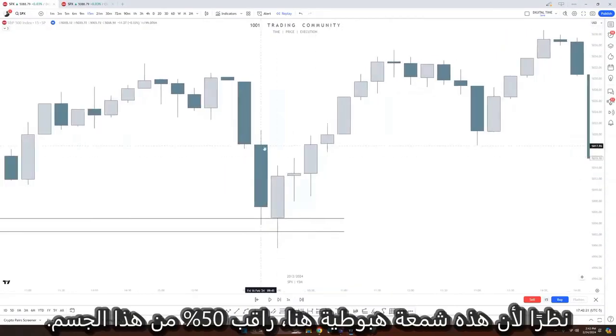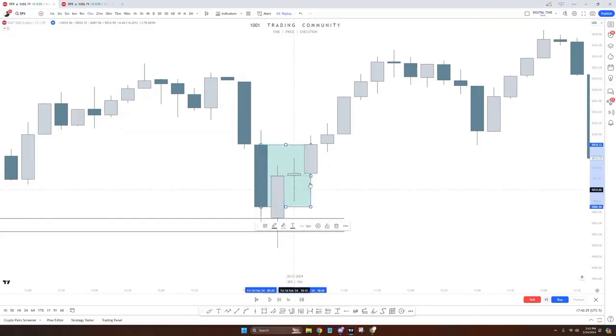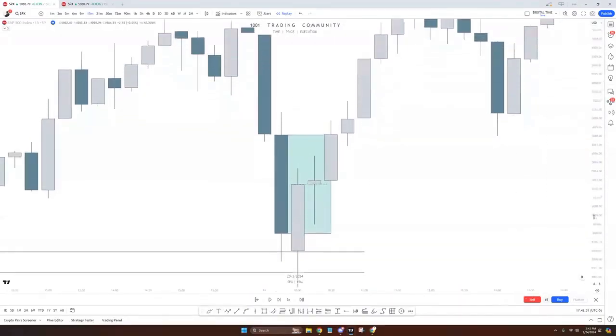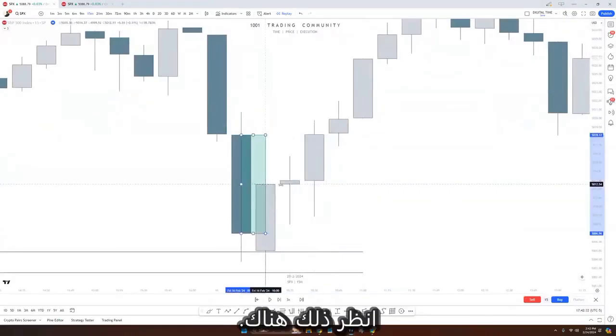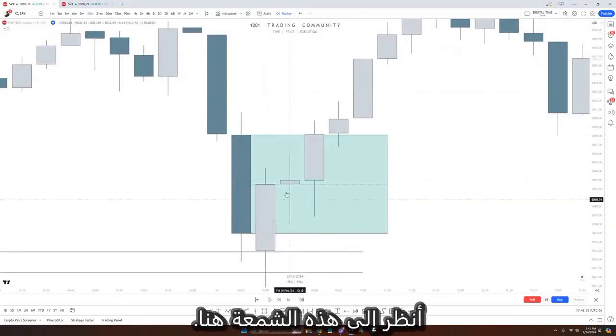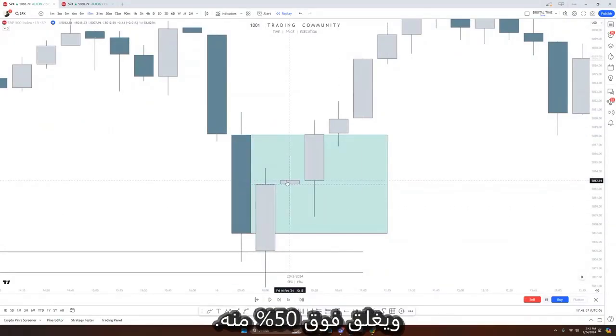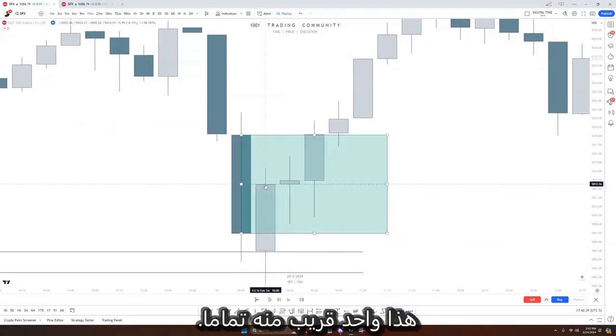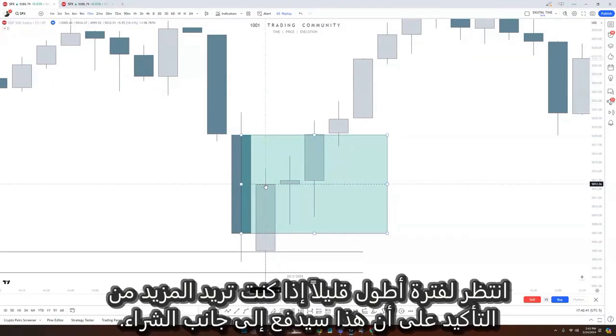Now, because this is a bearish candle here, observe the 50% of that body. See that right there. Look at this candle here. It closes above 50% of it. This one closed right at it. Wait a bit longer if you want more assurance that this will push to the buy side.